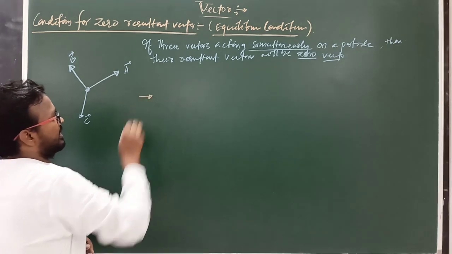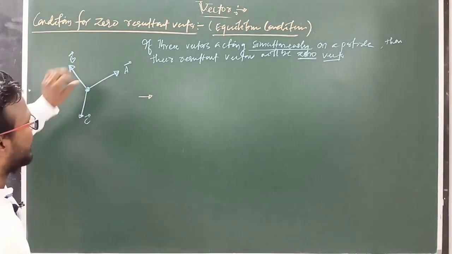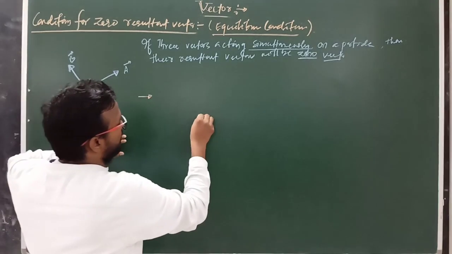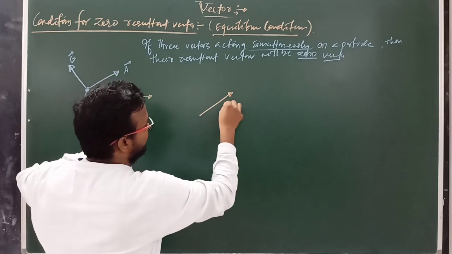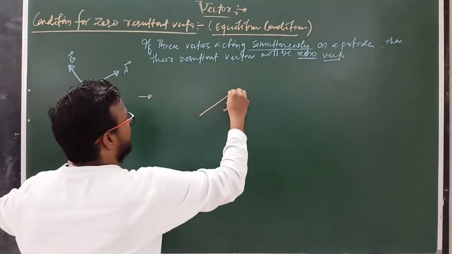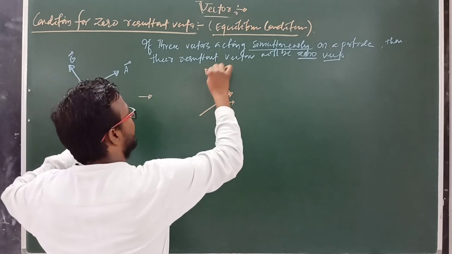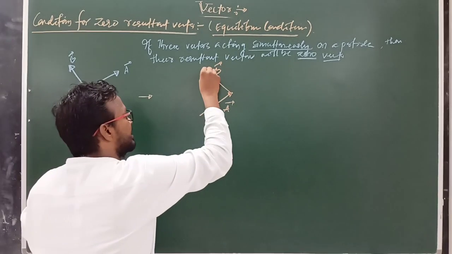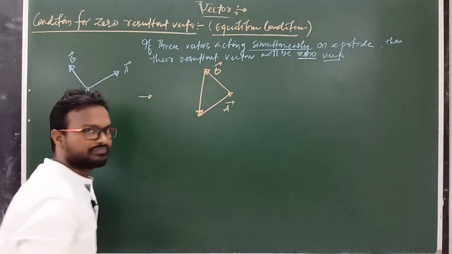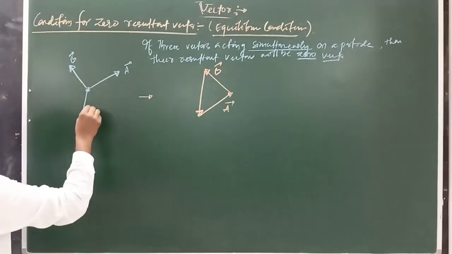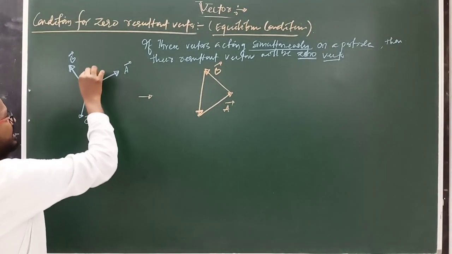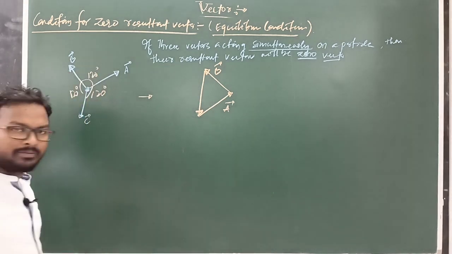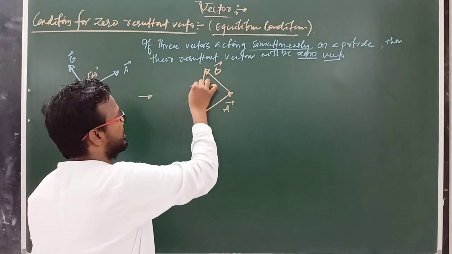Now represent these vectors in the tail to head method. Vector A is here, so this is the head, parallel shifting of vector. Another vector is vector B, so this direction is vector B, and another vector is vector C, which is in the downward direction here. Clear? Suppose this angle I am taking as 120 degrees, and this angle 120 degrees, and this angle also 120 degrees, then this vector represents vector C.